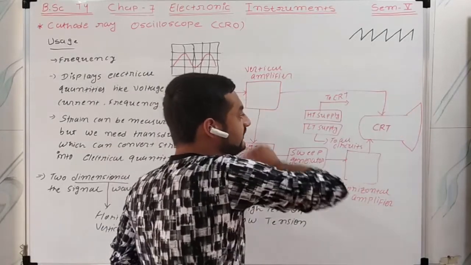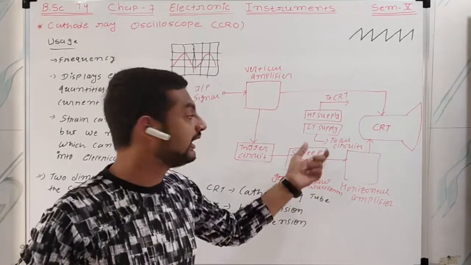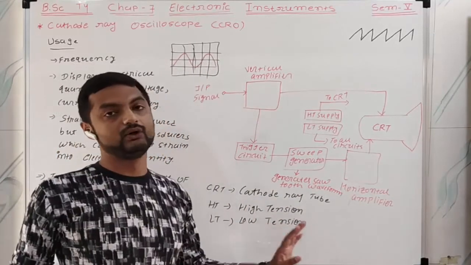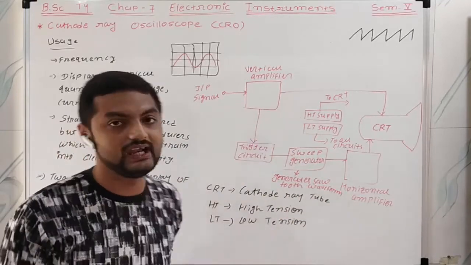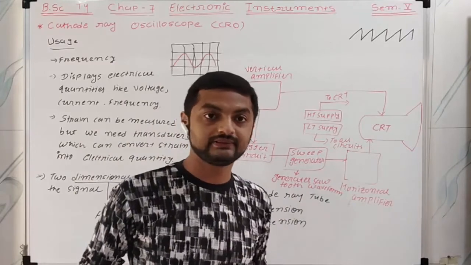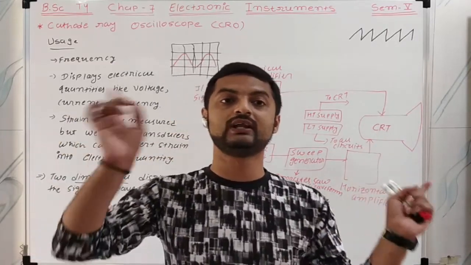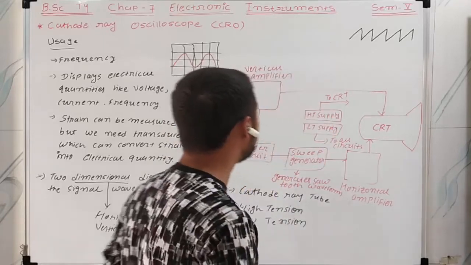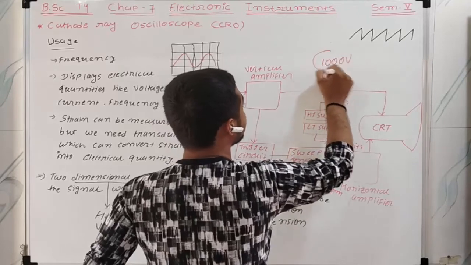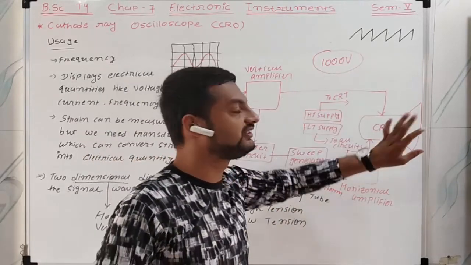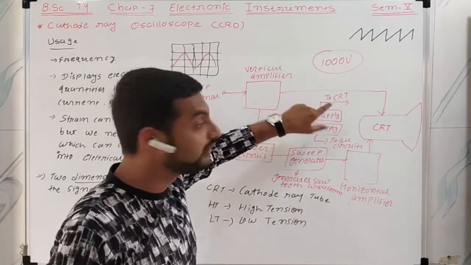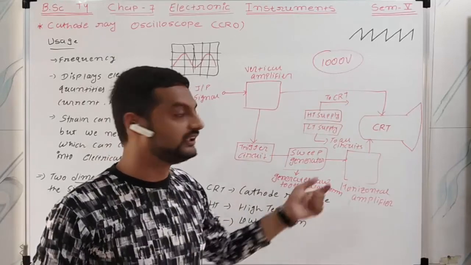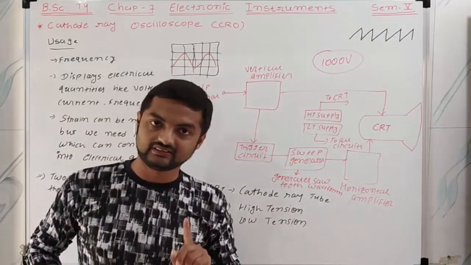To run all these components, you need some supply. This supply is the LT supply, which is low voltage, maybe 12 volts, or whatever voltage the circuit needs, the LT supply will produce and give to the components. But as you know, the CRT, which you have seen in old box-type TVs, needs approximately 1000 volts to start. If you don't give 1000 volts, then this CRT will never start. So to start this CRT, we need the HT, high tension supply, and to run all the components of the CRO, we need the LT supply. Got it?